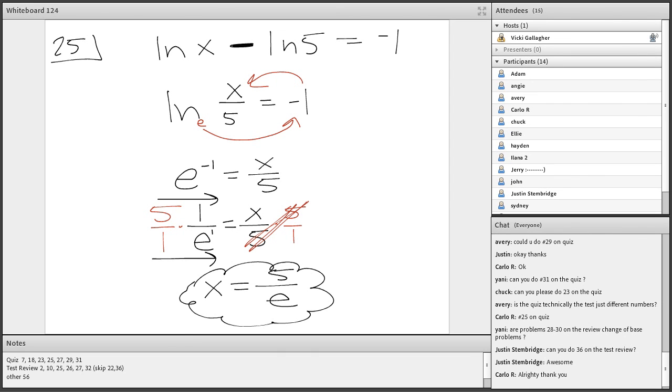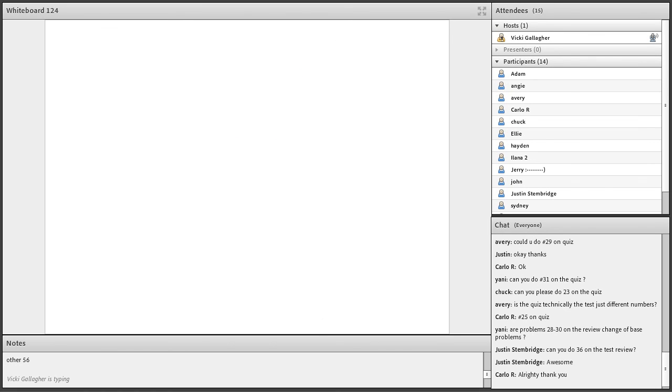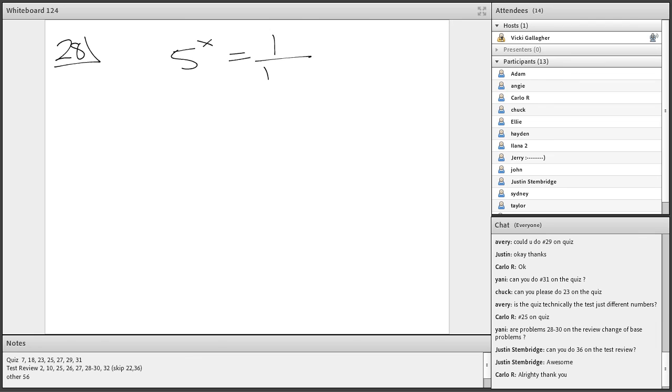All right, 28 through 30. Yeah, we can do those. So these are on the test review, 28 through 30. And these are all change of base. Sometimes these you can get away with not even showing any work and just writing an answer. Because they're change of base, you are not going to be using logs for these problems. These are all about, can I write it as the same number on both sides? And so in this question, I'm going to try to write both sides as a 5.